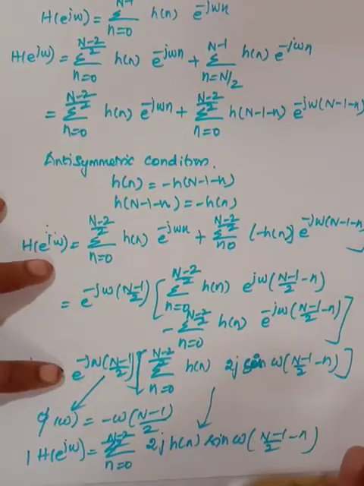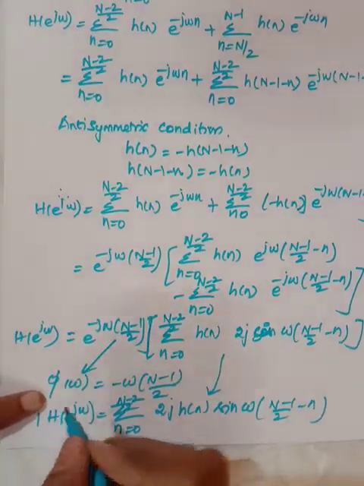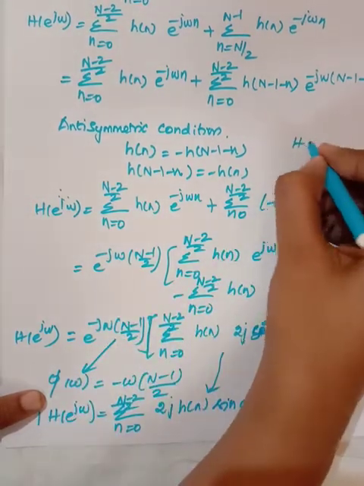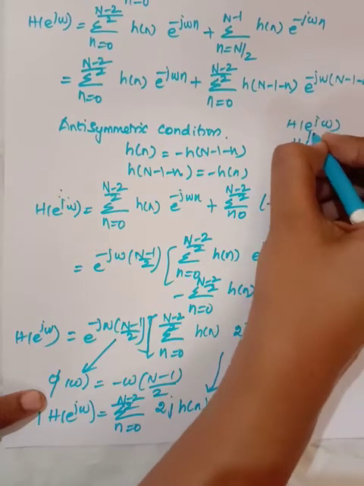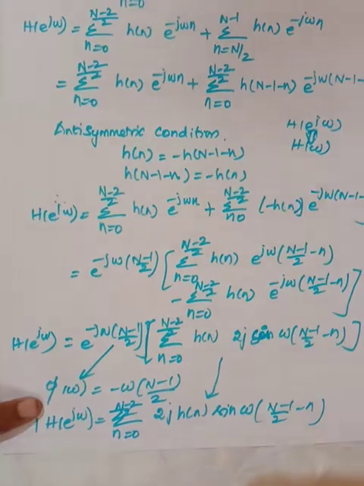So this is the topic of frequency response of a linear phase FIR filter. In that we have designed 4 types, and we have found the frequency response. Normally in most of the books, instead of h of e power j omega, they will represent it as h of omega. Both h of e power j omega and this are the same. So this represents the frequency response.